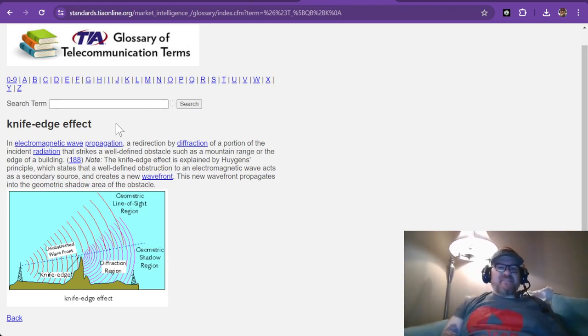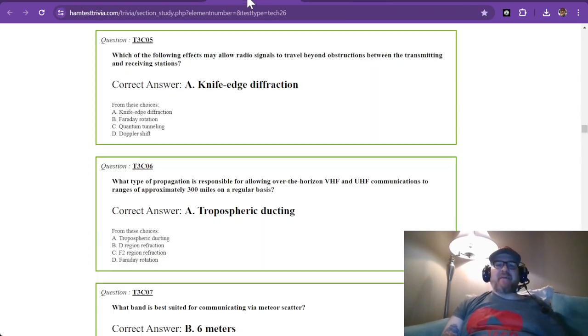A knife edge effect, we're over here at this particular website, and you can kind of see from this transmitter, this is blocking the signal, but as that signal hits the top edge of it, it refracts it. And you can see that this receiver over here receives it even though there's not a line of sight. And that is knife edge refraction or diffraction.